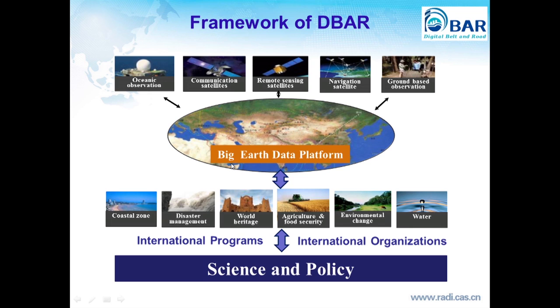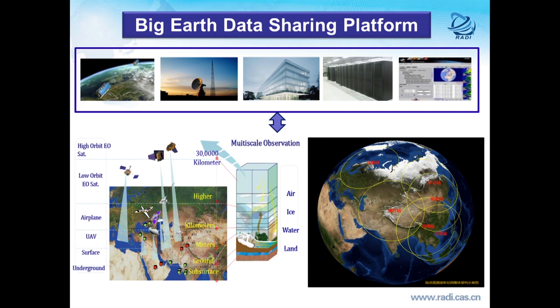Because along the Belt and Road, most of the countries are developing countries. These developing countries really need some data. This data should be shared. So we need some data sharing platform, where people work together and share this data. This is the key. If we can do the data sharing successfully, the program can succeed. If data sharing fails, that means our DBAR program cannot succeed.